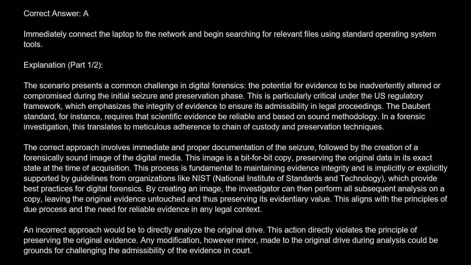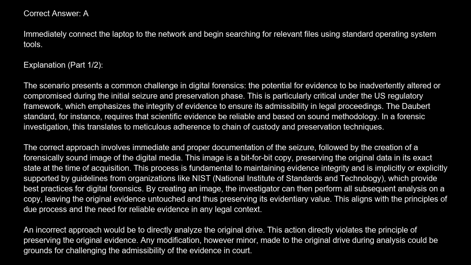The correct answer is A. Immediately connect the laptop to the network and begin searching for relevant files using standard operating system tools. Explanation. The scenario presents a common challenge in digital forensics: the potential for evidence to be inadvertently altered or compromised during the initial seizure and preservation phase.